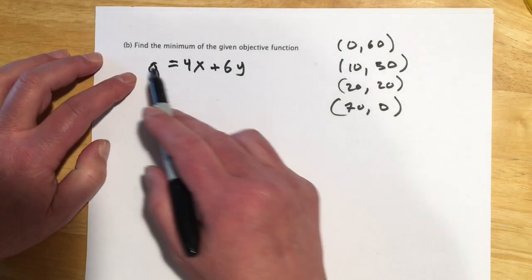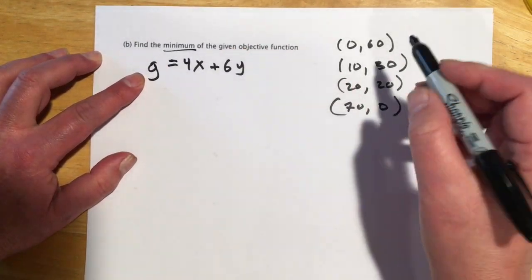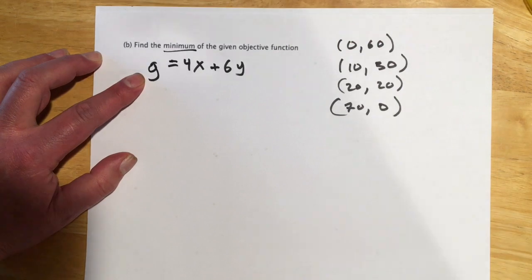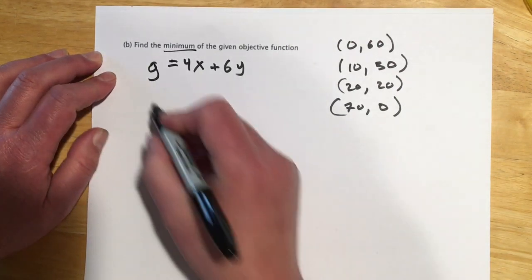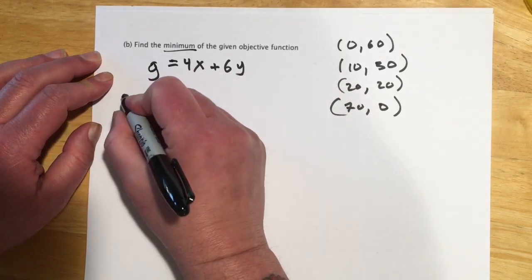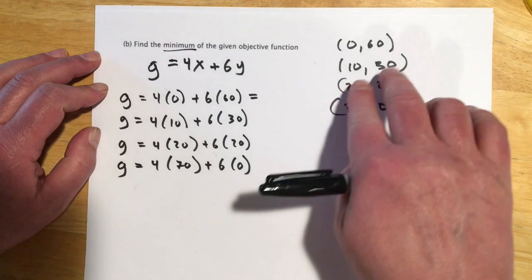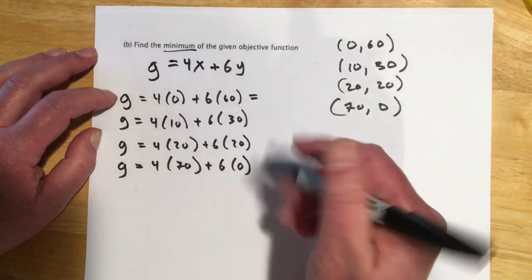Okay, so part B, here's the objective function, and now we're trying to minimize that. And so this is where we're going to put the corners in, and we're going to look for the smallest value. And so if I do that, I'm just going to write all this out and then come back. Okay, so here's all the equations set up. So I'm just putting each of these corner points in.